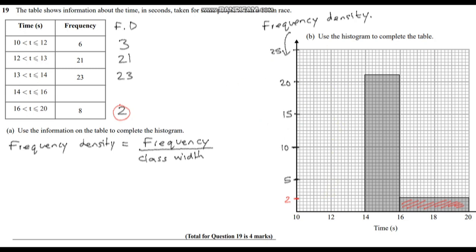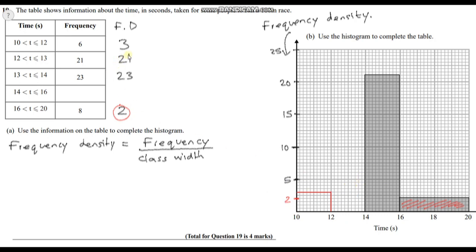So I'm going to get my line tool out for this. So let's do the first one. The first category, 10 to 12, we're going all the way along from 10 to 12, and we're going to go up to 3. So if this is 2, this is going to be 3. So let's just draw another line along to the end. There we go. That's our first category.